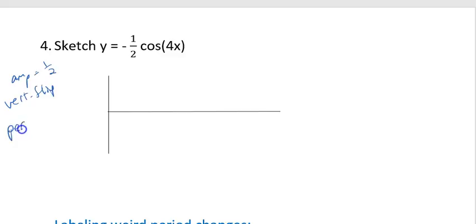So the period is going to change, 2 pi over 4. So our period is going to be pi over 2. So the end of our line is now pi over 2. And I need halfway, quarter, and third quarter. So halfway between 0 and pi over 2 is pi over 4. And then what is halfway between 0 and pi over 4? That would be pi over 8. It means I'm counting by pi over 8. So 1/8, 2/8, 3/8.